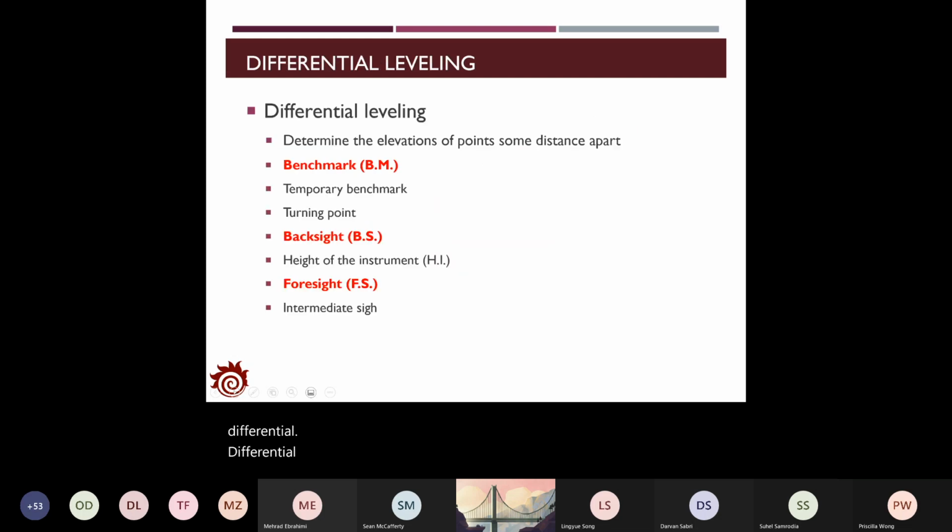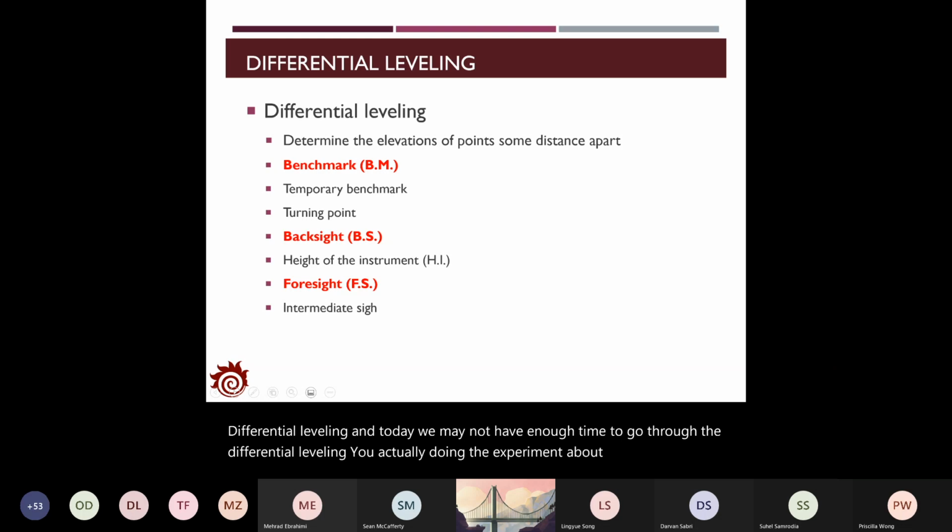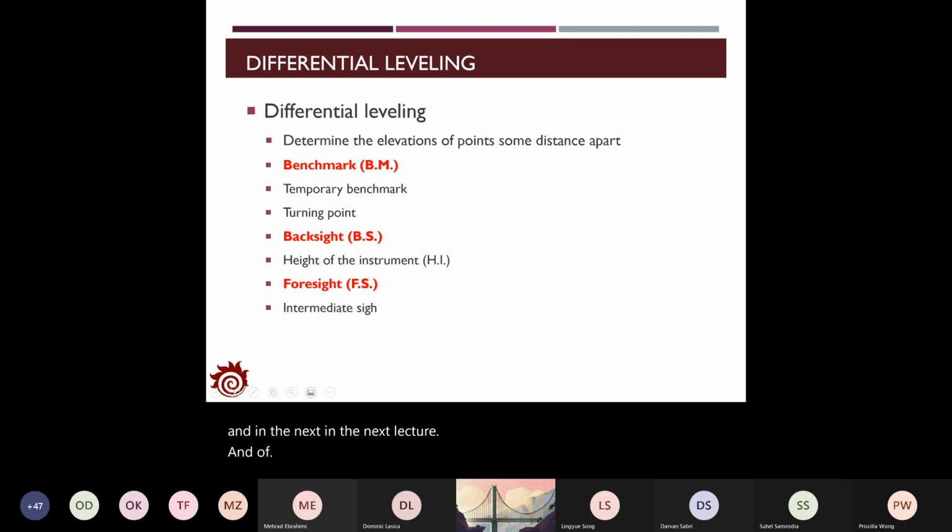leveling. Today we may not have enough time to go through the differential leveling. You're actually doing the experiment about differential leveling in lab experiment 2, so you will have some sense about it, and we will continue to discuss how the differential leveling works in the next lecture. You will also have some homework assignment about how to process the data from the experiment. With that, I will save some time for the potential questions that you have for the lecture today.